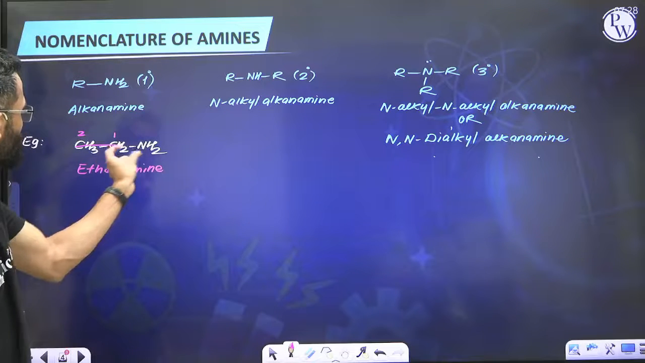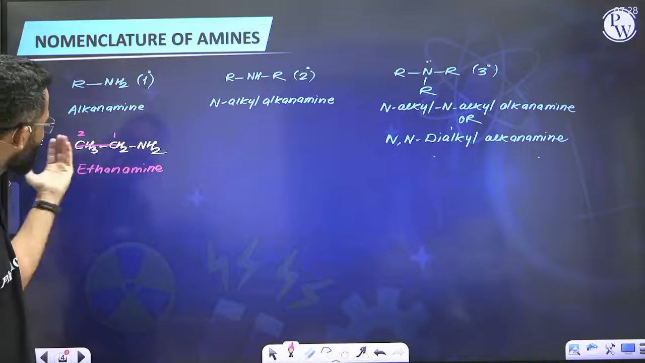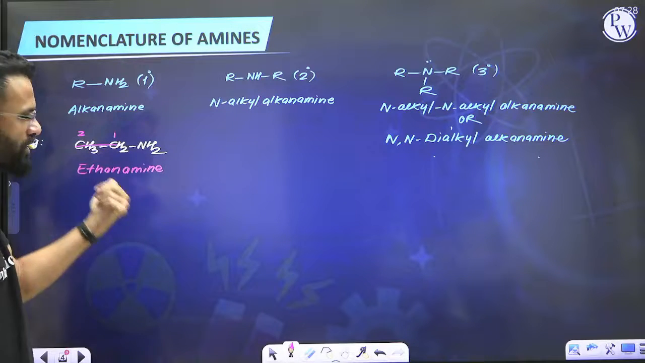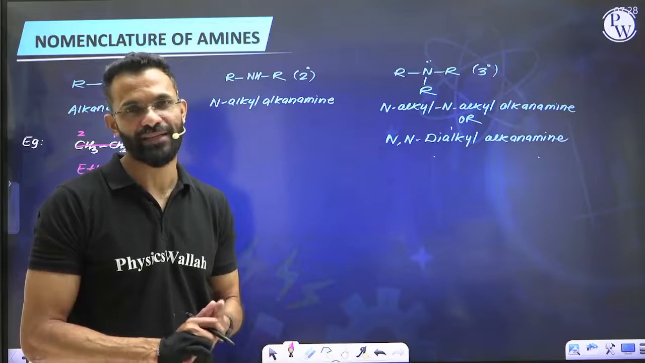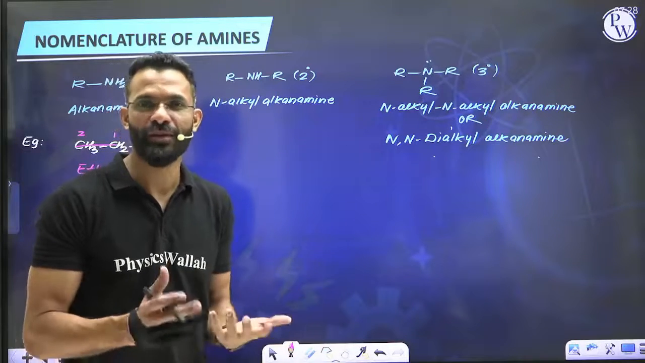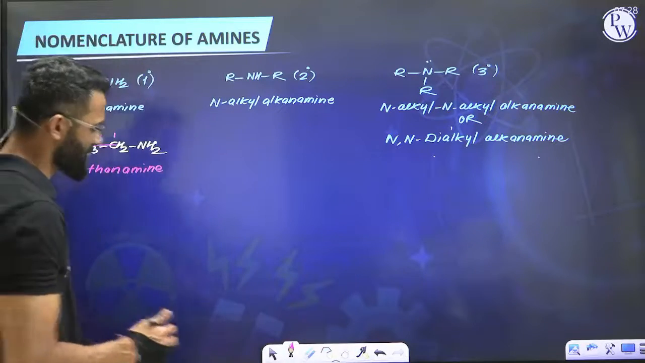Ideally speaking, NH2 is present at carbon 1, so we should have written ethan-1-amine. But in case of ethane, wherever you put it, that locant is always going to be 1. So when the position of the functional group is always identical, no matter which way you number, then we do not mention that locant as such. So this is called ethanamine.